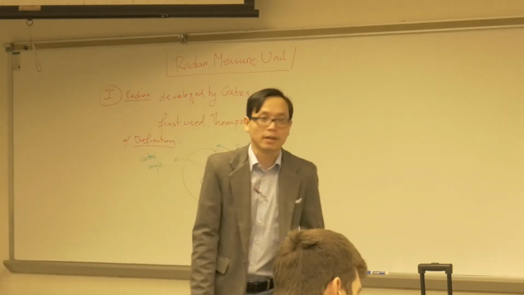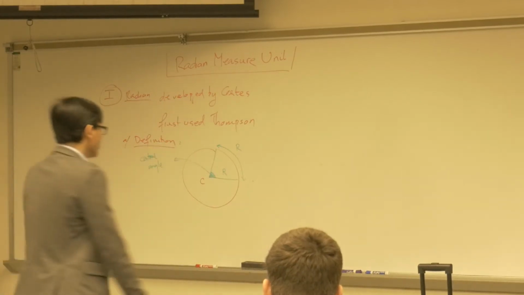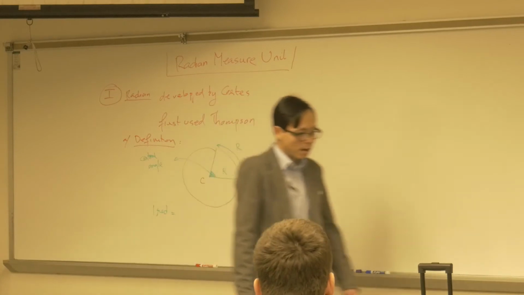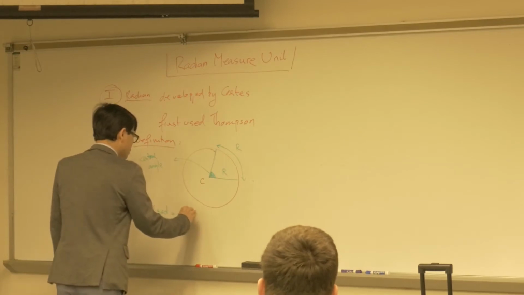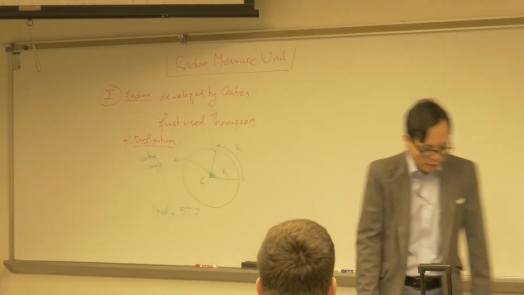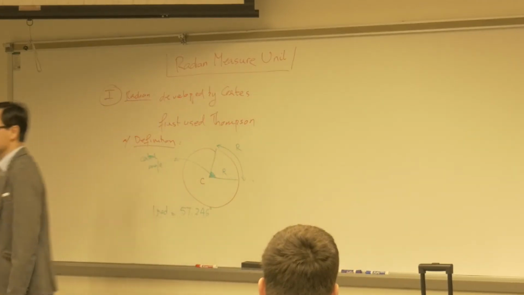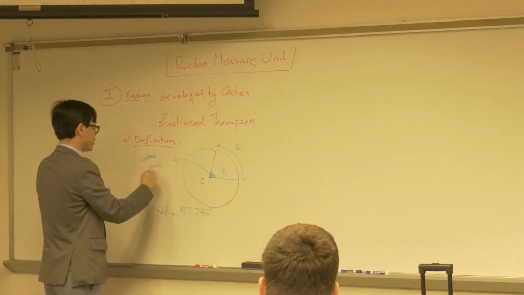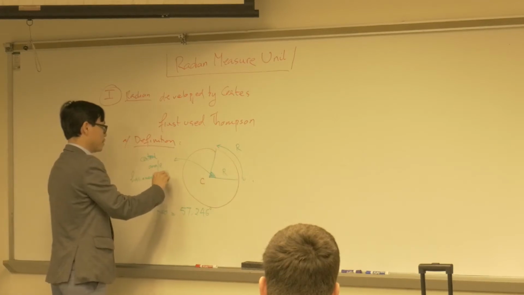Okay, everybody clear? So there's a relation between degree and radian: 1 radian is actually about 57.2958 degrees. This is the relation I want you to know. So I can say this is 1 radian right here. The central angle has a measure of 1 radian.